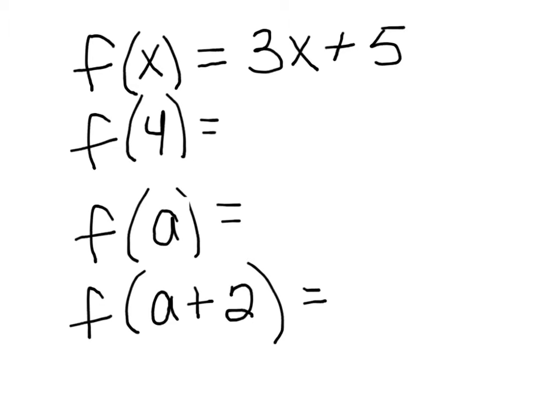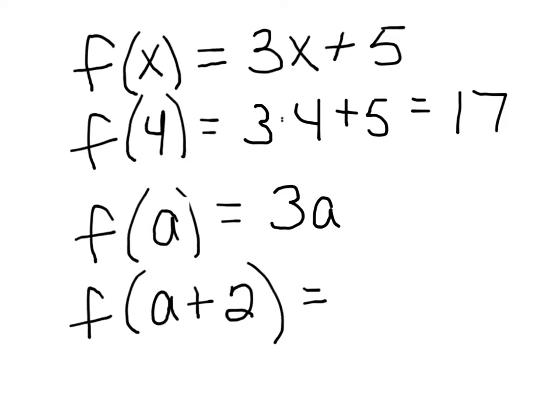Okay, if I give you that f of x is 3x plus 5, and you were to find f of 4, then you just plug 4 in for x. So this would be 3 times 4, which is 12, plus 5 is 17. If I give you another variable, like f of a, you just plug a in for x. So this just becomes 3a plus 5.